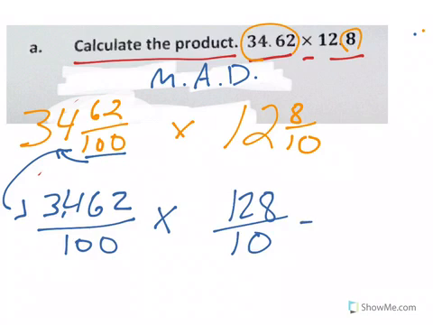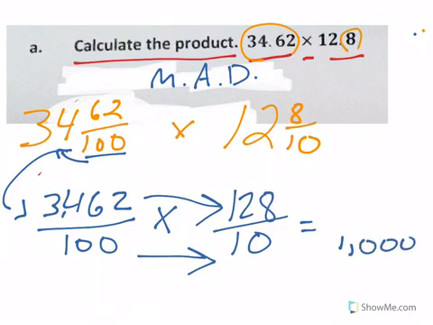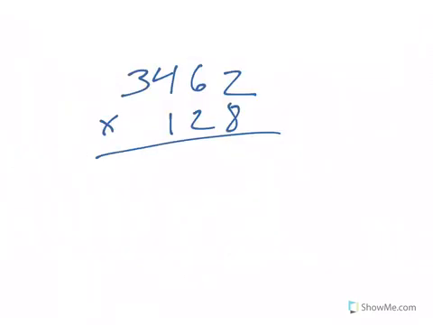Now we've got another problem, right? We've got a little bit easier problem, hopefully. We're going to take 100 times 10. We're going to end up with 1,000. And now we're going to multiply our numerators. So we end up with 3,462 times 128. If you have a calculator and you can use it on the question, definitely do that. But there's no shortcut around this. I mean, there are, but not one we're going to look at right now.